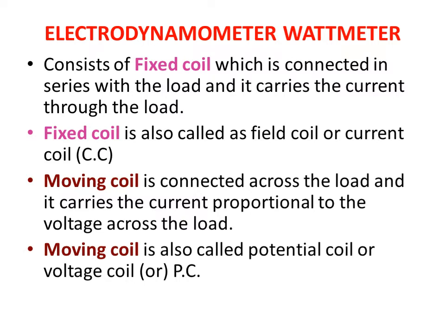As I said, the fixed coil is connected in series with the load and it carries the load current. The fixed coil is also called the field coil or current coil. Again, I am repeating the same thing: the moving coil is connected across the load and it carries a current proportional to the voltage across the load. It is also called the potential or voltage coil.